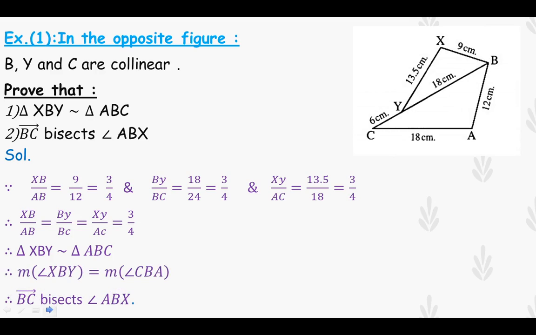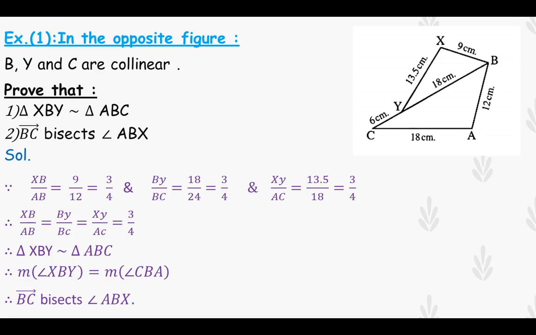Okay, let's start the example. Here B, Y, and C are collinear. That's to say that B, Y, and C are on the same straight line. We want to prove that triangle XBY is similar to triangle ABC, and BC bisects angle ABX.